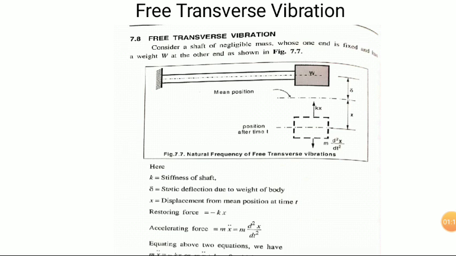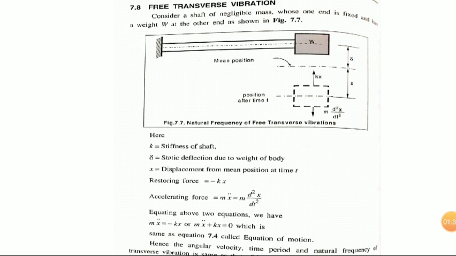So the total force acting in the direction of motion of the body is m into a, that is m into d square x by dt square, that is acting downward, and this downward motion is resisted by the restoring force. The restoring force is kx, that is acting in the opposite direction, that is upward. Here we are taking downward positive and upward negative. K means stiffness of the shaft.